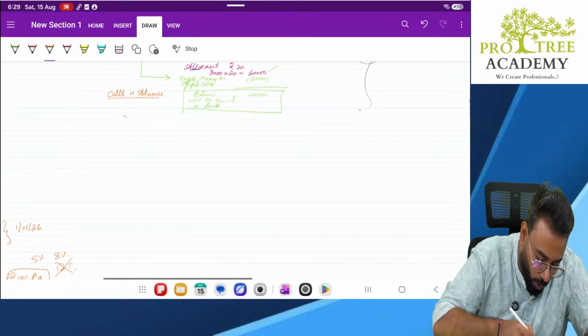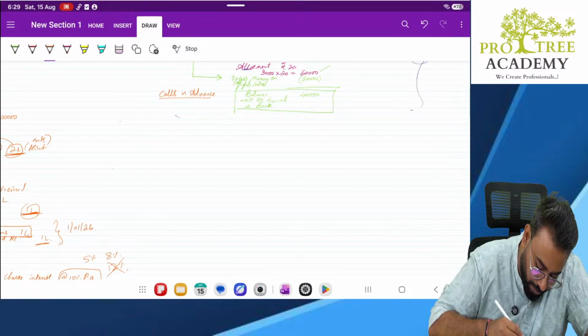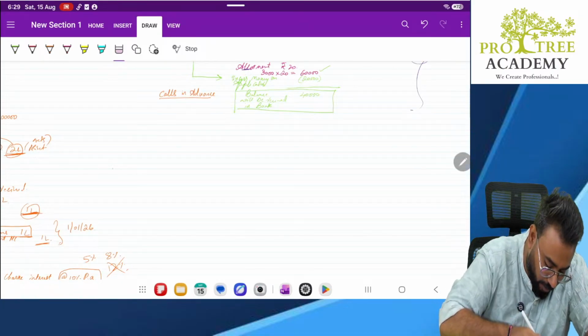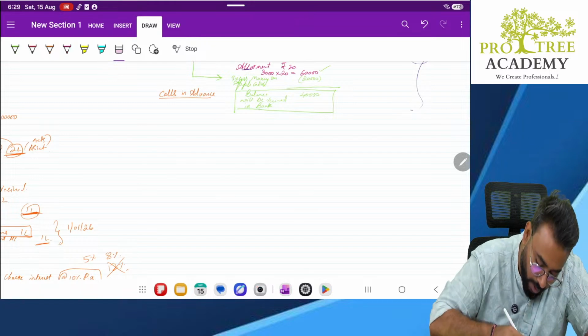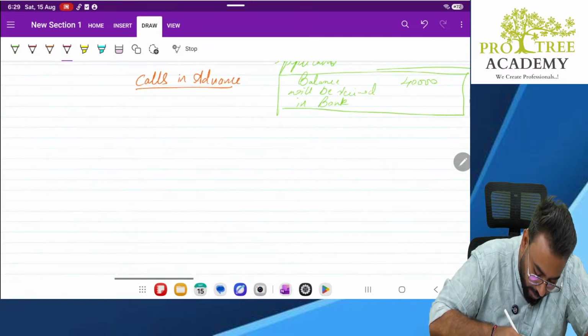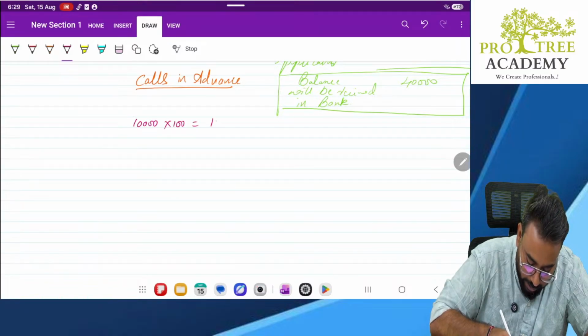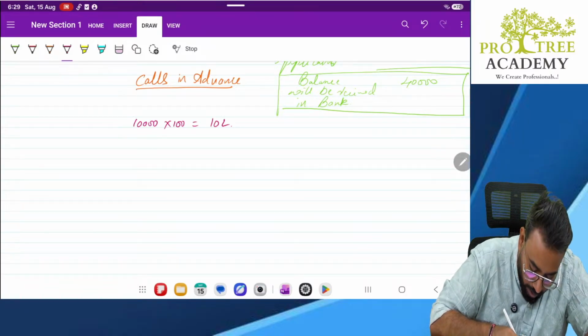Okay. Now coming to calls in advance. When will calls in advance usually come? Listen to me carefully. Say 10,000 shares are issued at 100 each. So total 10 lakhs. Now what happened is, I received 12,000 applications.